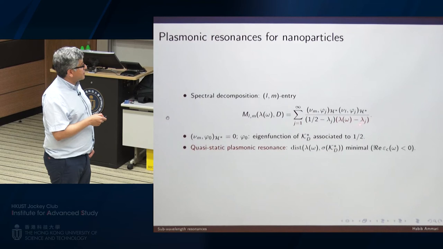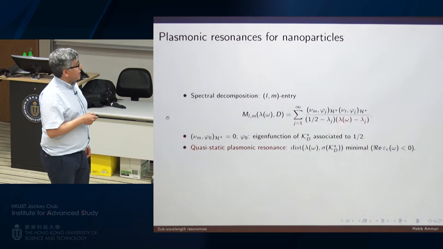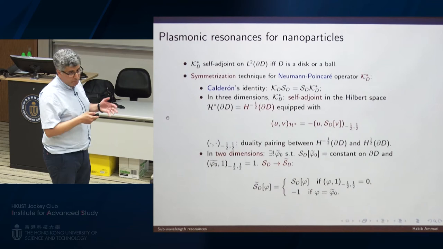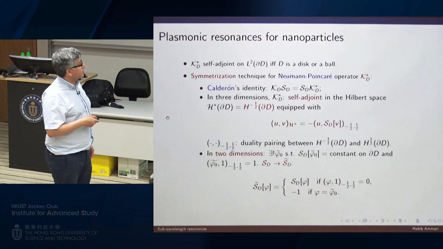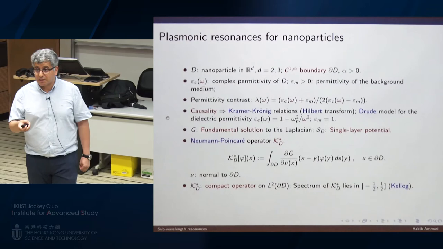If this is very close to lambda g, the omega for which the distance is minimal is the quasi-static plasmonic particle resonance. Okay? In order to have lambda omega's real part smaller than one half, or close, if you like, this is the same, close to one of the eigenvalues of the Neumann-Poincaré operator, you need epsilon c omega to have real part negative. Otherwise, it's impossible.